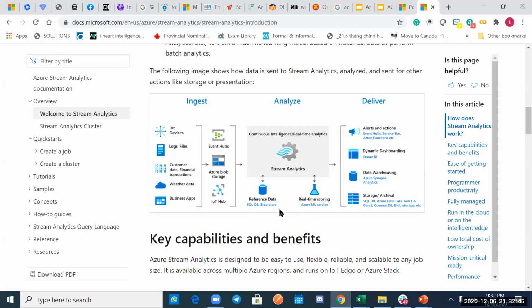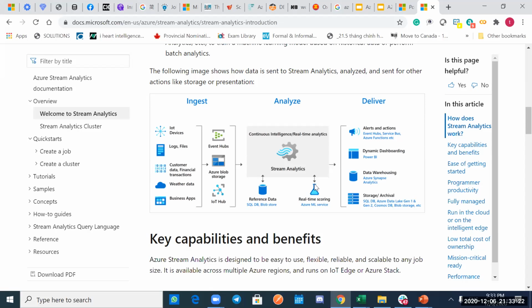Oh, here, reference data, Blob Storage. So this is the place to store, but you can lump it up as the place to analyze. So it depends on the picture that you draw, but always you have to know where you ingest, where you analyze, and where you deliver. You will see these keywords over and over again, and remember this in the test also. Ask yourself where you ingest it, where you analyze it, and where you deliver it, to help you select the appropriate tools for the scenario.